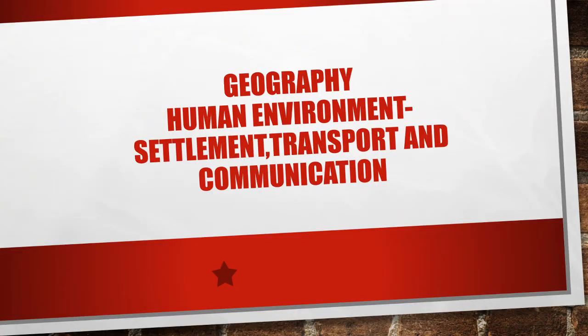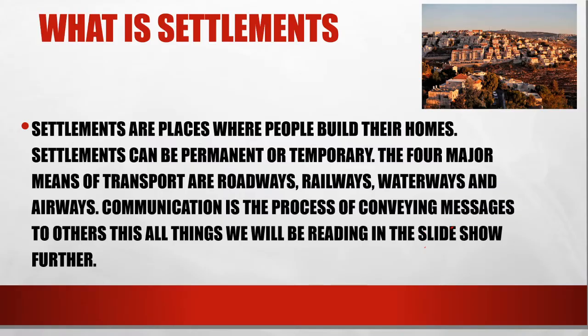Hello friends, and I'm back with a very new video that is related to class 7 geography. The chapter name is Human Environment, Settlement, Transport and Communication, and it is one of the most important chapters in class 7 geography. This chapter is also linked with the geography we will study in class 10th. So let's begin this chapter.